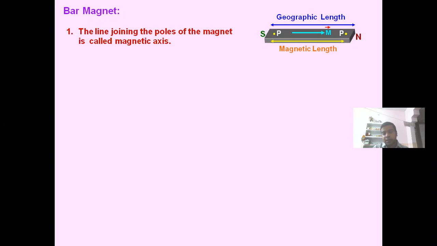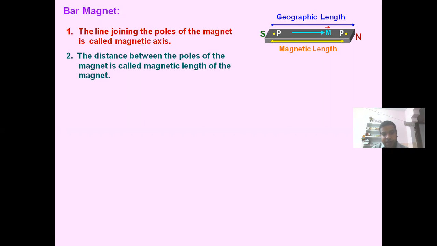Actually, the magnetic length is somewhat smaller than the geographic length because the magnetic length is taken between the two poles of the magnet, and geographic length is the actual length of the magnet. Magnetic axis is the first point. The magnetic axis is that which is joining the two poles of the magnet.